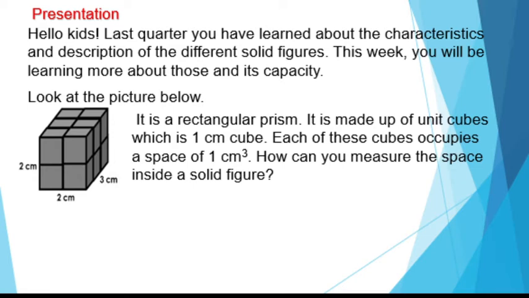So if you will notice, from here up to here is 1, and then from here is 2, so in short the width is 2 and the height is 2 and the length is 3. And then if you're going to multiply that, that is 2 times 2 times 3 is equals to 12 cubic centimeters.